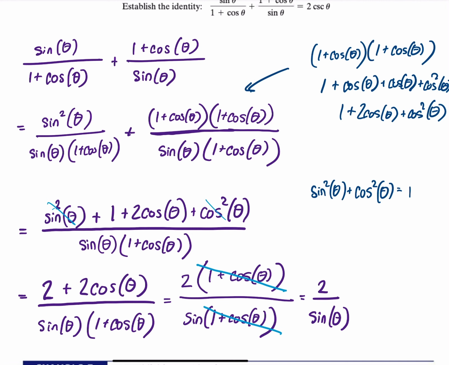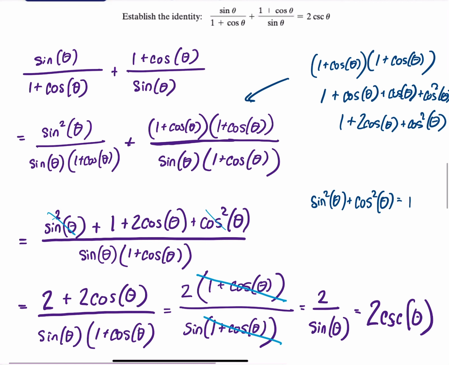And 1 over sine is the cosecant. So 2 times the cosecant of theta, which was our right-hand side of our original expression up here. We wanted to turn this into 2 times the cosecant of theta.